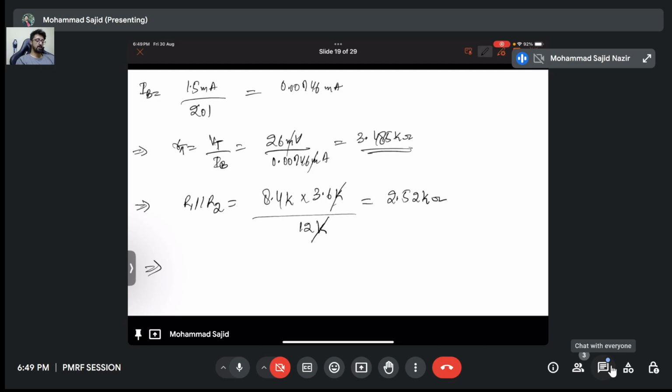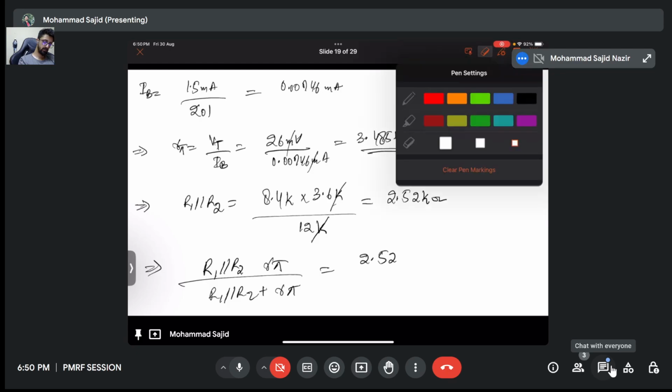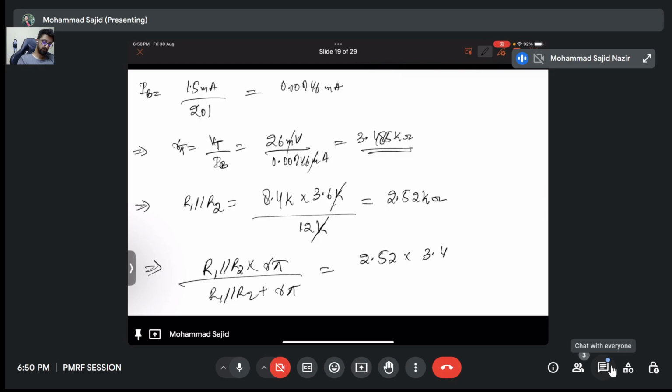Now, what next? This is in parallel to R pi: R1 parallel R2 multiplied by R pi, divided by R1 parallel R2 plus R pi. We need to calculate this. It will be equivalent to 2.52. Sorry, this is multiplied. Multiplied by 3.485, both in kilo ohm, divided by 2.52 kilo ohm plus 3.485 kilo ohm, and it comes out to be 1.45 kilo ohm.